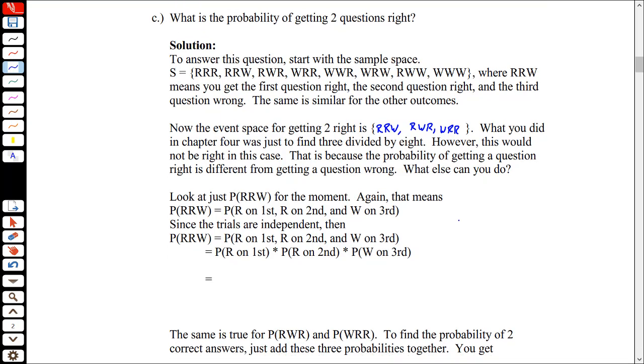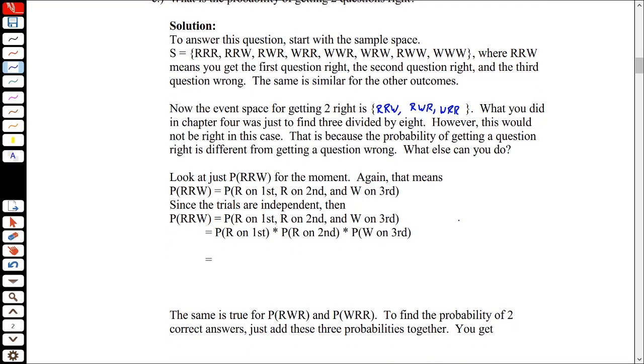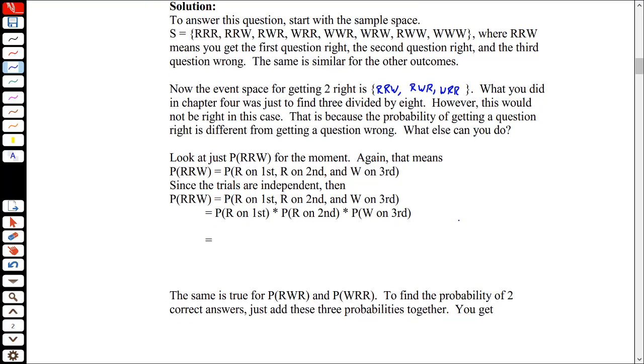So let's just look at RRW. That means that we get the first question right, the second question right, and the third question wrong. Since the trials are independent, we can say that's the first one right, and the second one right, and the third one wrong. So our AND rule is multiply. The probability that we have right on the first, times the probability we get right on the second, times the probability we get wrong on the third. The probability that we get a question right is 1 out of 4, and again 1 out of 4 for the second, and the probability that we get one wrong, well, there's 3 wrong answers out of 4 possible answers, so that's 3 out of 4.